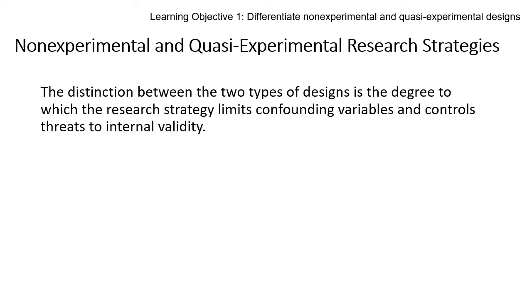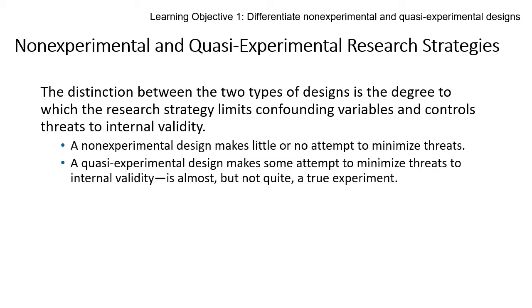And then when we go even farther than that, a non-experimental design makes little or no attempt to minimize threats at all. And this whole no attempt, I think that's pretty harsh to say. It's more of less attempt. Less is a good word here. Less attempt to minimize threats, understanding that the type of design it's doing is not going to be able to control those threats. Quasi-experimental, on the other hand, does make some attempt to minimize threats to internal validity, and in some cases it gets to almost the same level as a true experiment.